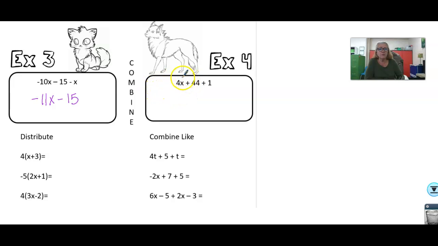Again, we always want the variable term to be first. All right. And there is only one variable term in this one, so we're going to start with the 4x, but we can combine these two constant terms. 44 and 1 gives us +45.